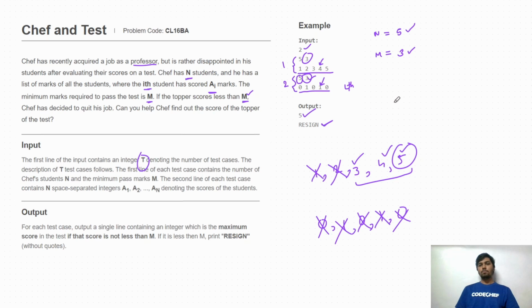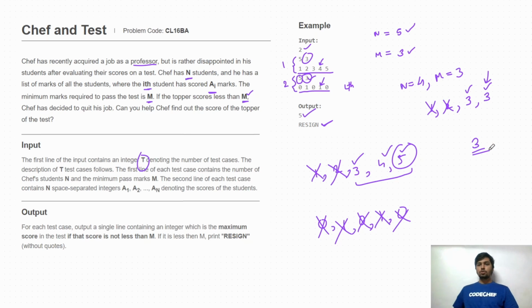Okay, let's take one more example. Let's say N is equal to 4 and M is equal to 3 and the scores are 1, 2, 3 and again 3. So in this case, the first student failed, the second one also failed, but the third and fourth passed the examination. So the chef will not resign in this case and the highest score here is 3. So we will print 3 in the output.